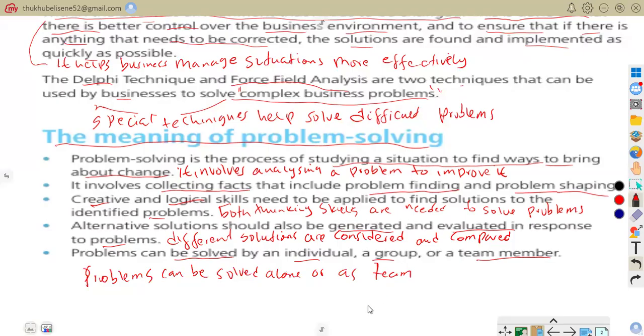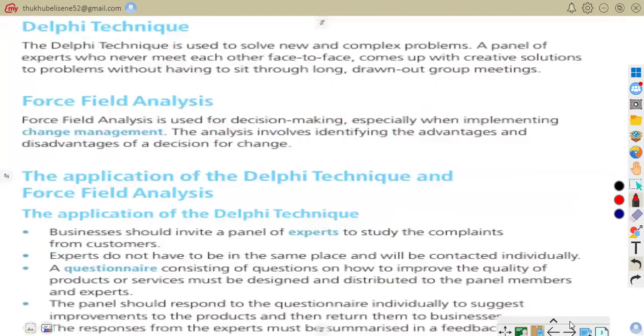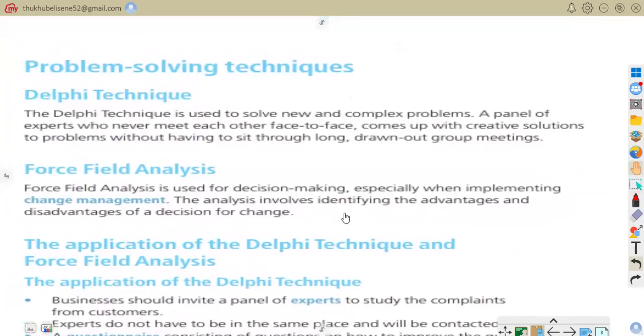So now let us move on to another point. Let us move on to another information. So now we are on problem solving techniques. It says Delphi technique. That is the first technique that we're going to talk about.